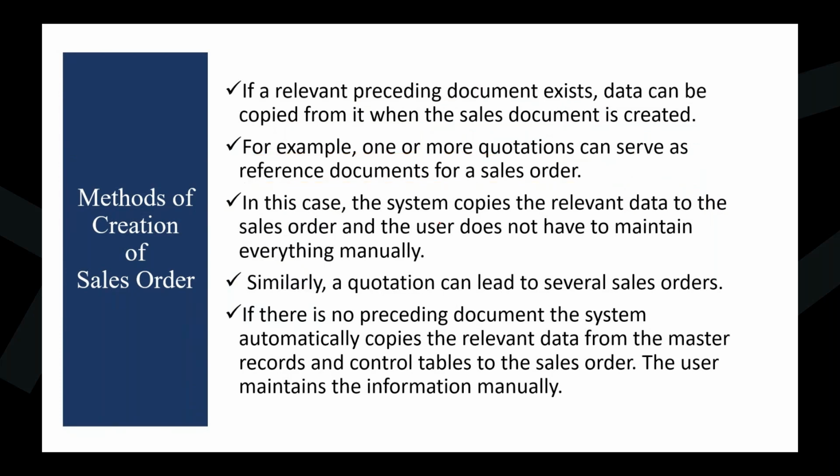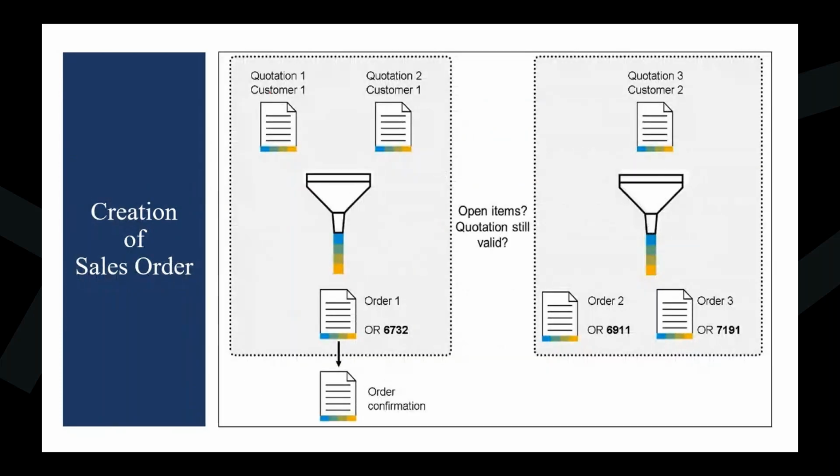If you see here, let's say I have a customer number 1. I have two quotations for the customer. For the same customer I have two quotations. So what we can do is club these two quotations into one single sales order. That is also possible. So we will see how to do that in the system.